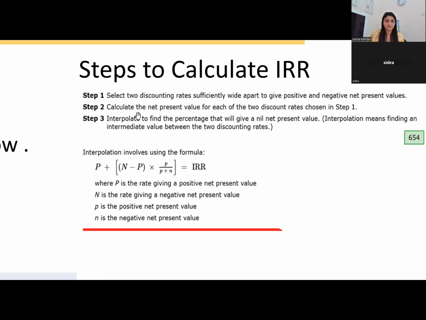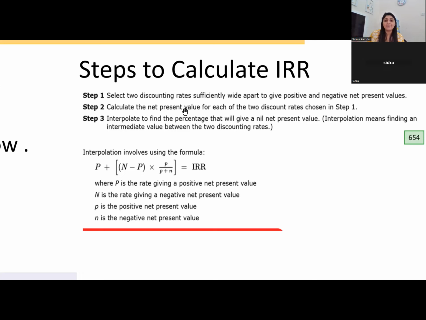What will you select? Two rates. When you discount your inflow minus outflow at one percentage, at one discount factor, you should get a positive NPV. And the other rate should give you a negative NPV. NPV is what? Outflow minus inflow at the present value. You don't have to think too much. It will be mentioned in the question. They will give you two columns of two discount factors and you have to use that only. When you discount with one percentage, it will give you a positive NPV and with the other, it will give you a negative NPV.